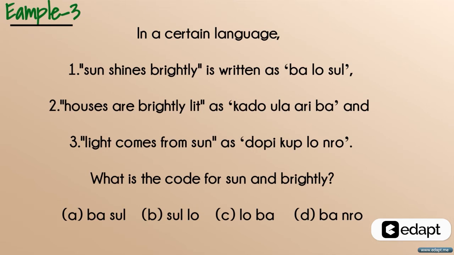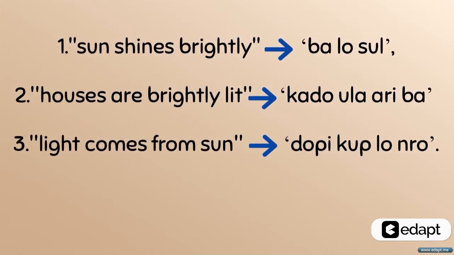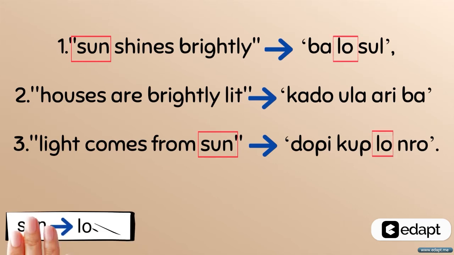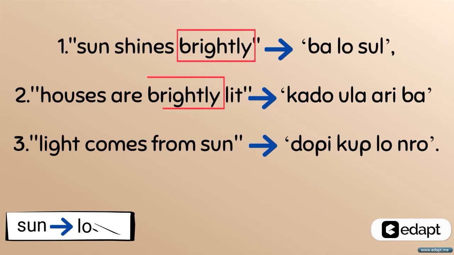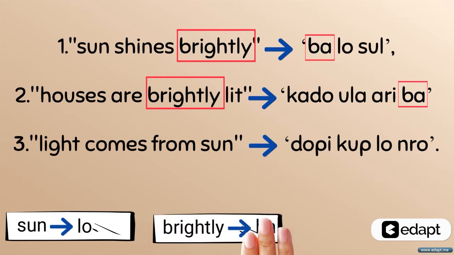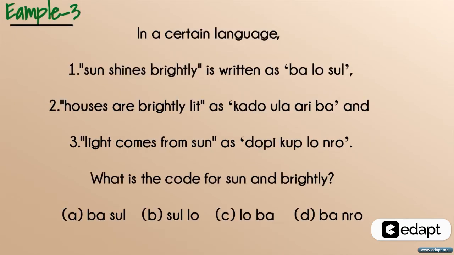We will use the same method that we used for the previous questions. First, we will compare phrases 1 and 3. We can see that the common word is sun and the common code is lo. Therefore, lo codes for the word sun. Next, we will compare phrases 1 and 2. We can see that the common word is brightly and the common code is ba. Therefore, ba codes for brightly. Hence, the code for sun and brightly is option C, lo ba.